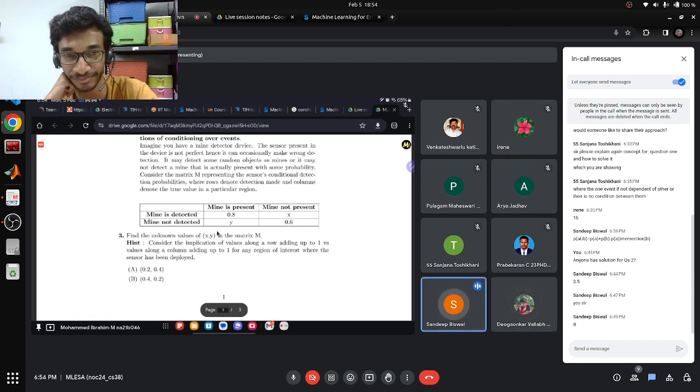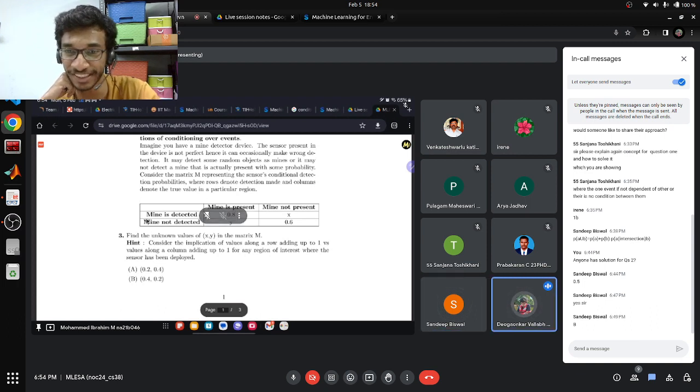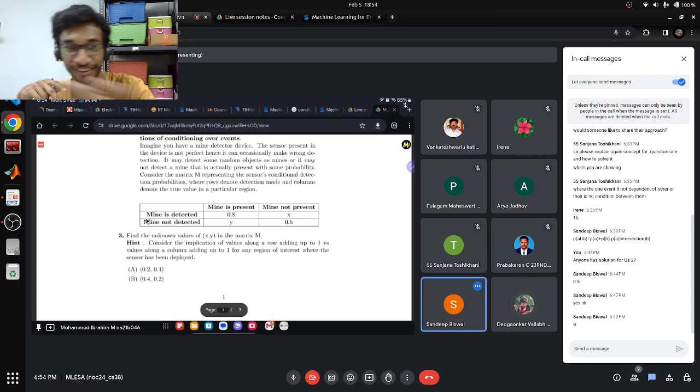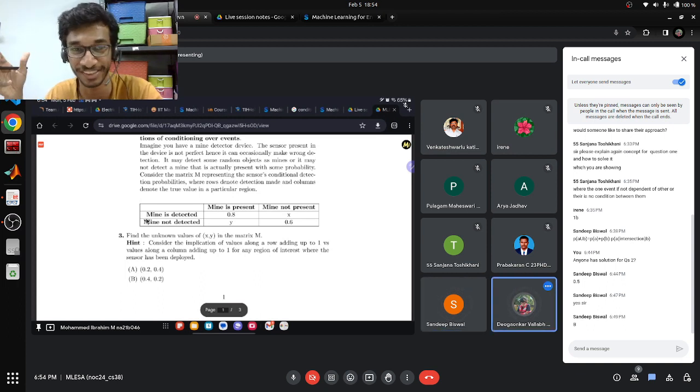Sir, then it will be in the row-wise direction. Yeah, here it has to be row-wise, because mine is detected is actually an event that really did happen. You saw the reading on your sensor that a mine is detected. Now that could happen in the case that a mine was really present or not present. If a mine was not present, it could be anything like rocks or stone or wood. It could be anything, but a mine was not present and your detector still ended up detecting it. So if you go along rows, adding up to 1 does make sense, that you have detected a mine. That is the truth.